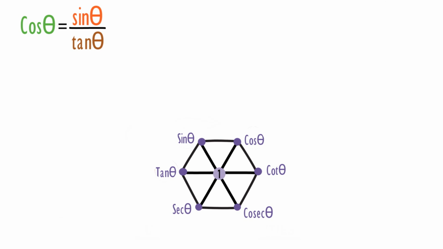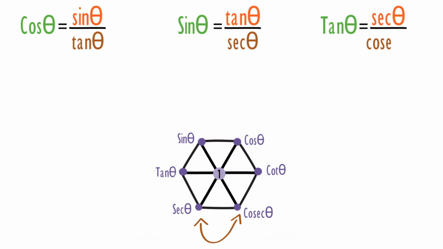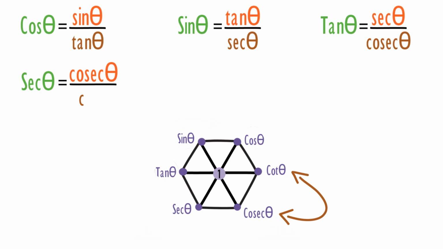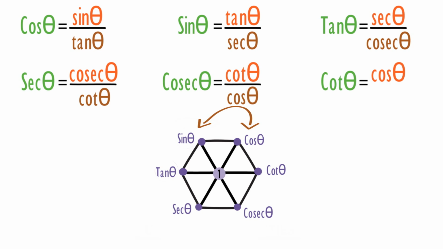Similarly, in the other direction, sine theta equals tan theta upon sec theta, tan theta equals sec theta upon cosec theta, sec theta equals cosec theta upon cot theta, cosec theta equals cot theta upon cos theta, cot theta equals cos theta upon sine theta.